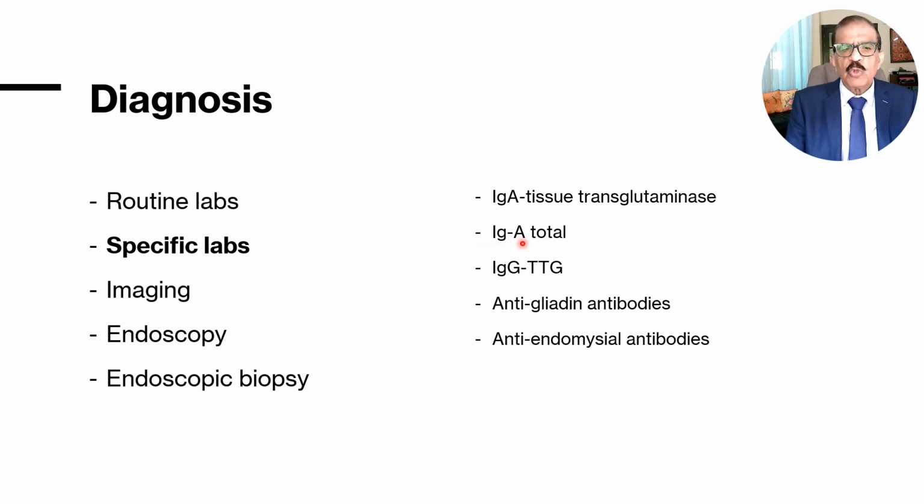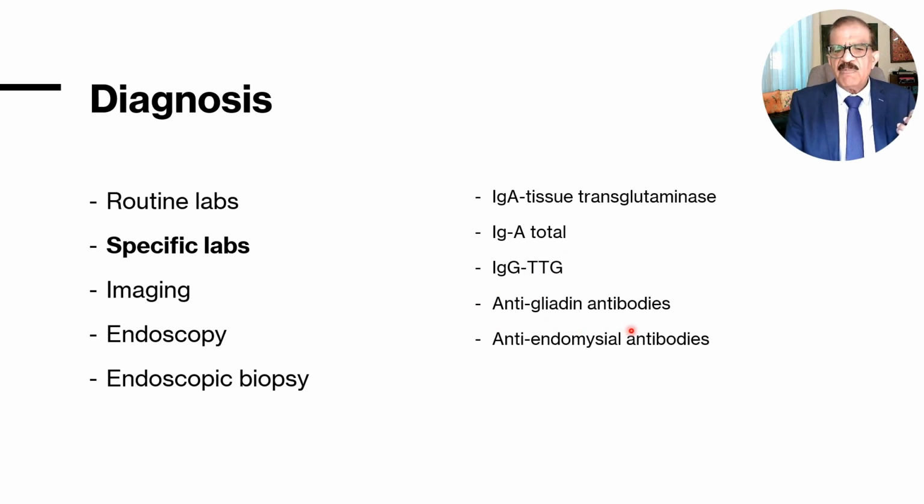So you would also like to do total IgA along with IgA tissue transglutaminase. And if total IgA is absent, then this test will become unreliable. Then you will go for IgG-TTG. So I think IgA-TTG in the majority and IgG-TTG in some cases.